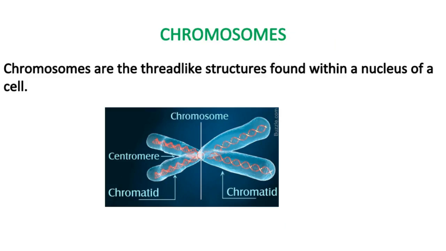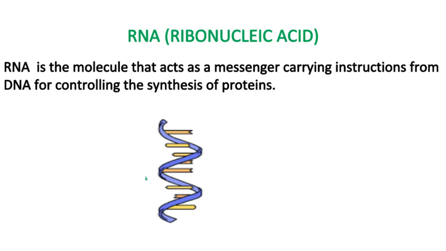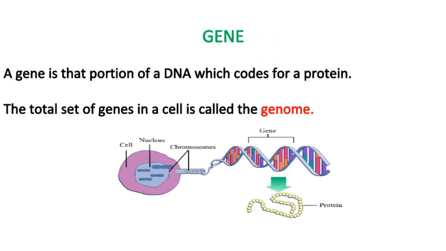Chromosomes are the thread-like structures found within the nucleus of a cell. DNA, which stands for deoxyribonucleic acid, is the molecule that contains the genetic code of organisms. RNA, which stands for ribonucleic acid, is the molecule that acts as a messenger carrying instructions from DNA for controlling the synthesis of proteins. A gene is that portion of a DNA which codes for a protein.